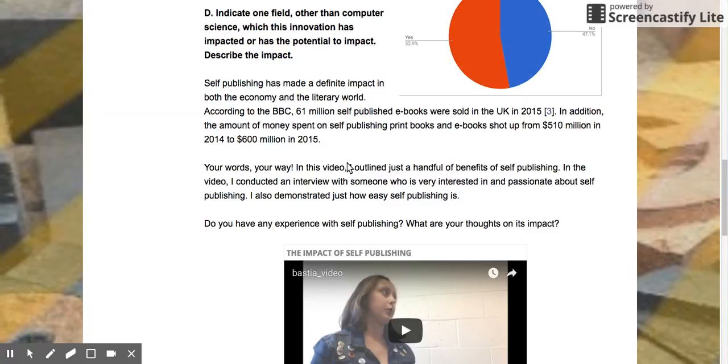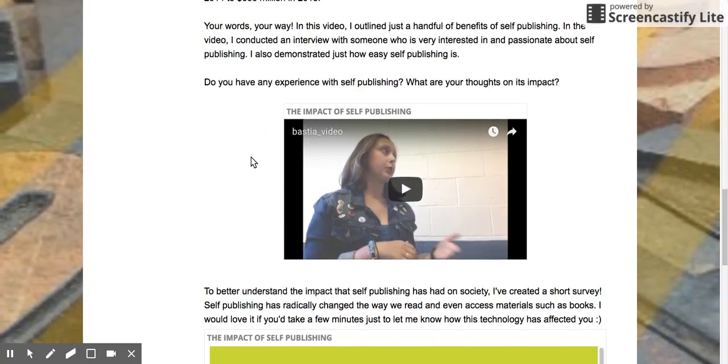And so the economy is definitely feeling the impacts of self-publishing. So according to the BBC, 61 million self-published ebooks were sold in the UK in 2015. 61 million. That is a lot of books. That means the amount of money we're spending on these books, both the authors funding their creations, or even people buying these ebooks, has shot up quite a lot. So, the economy is definitely feeling these effects.